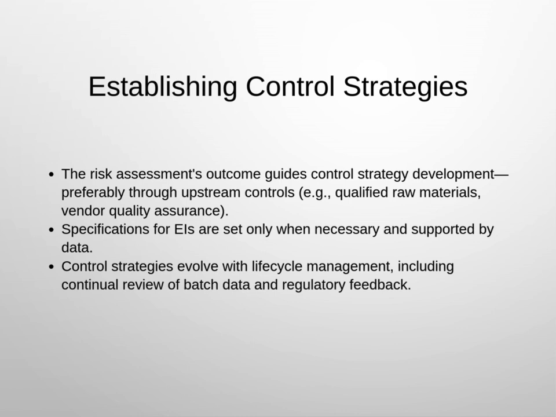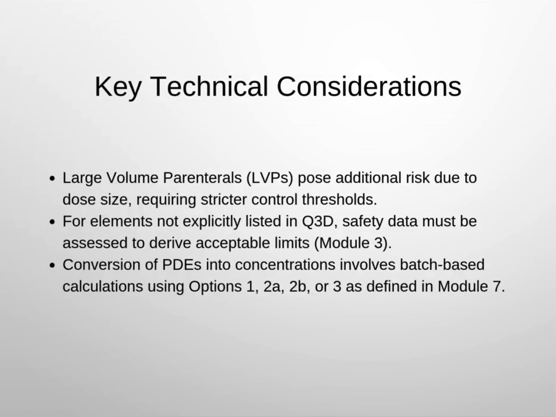Once we've assessed the risk, we develop a control strategy. Preferably, controls should be applied upstream, through quality agreements with vendors or material specifications. Testing the final product is a last resort. If a component consistently meets low EI levels, we can avoid routine testing altogether. This lifecycle-based approach also means we must periodically reassess our strategy, especially if there are changes in suppliers, equipment, or regulatory expectations. Modules 3, 4, and 7 address specialized topics.